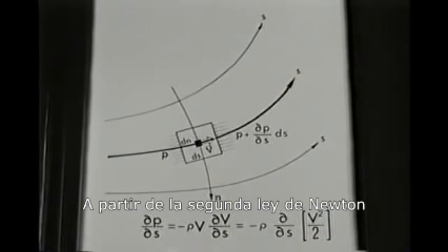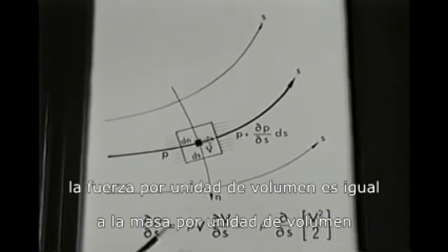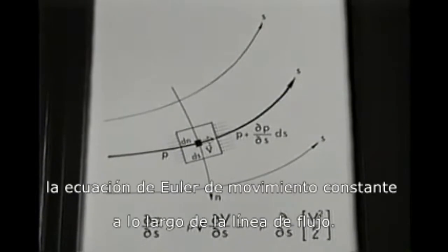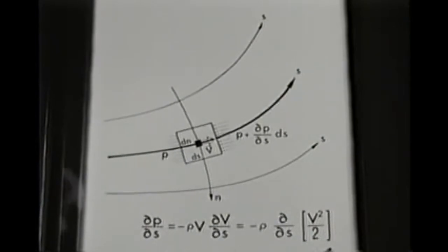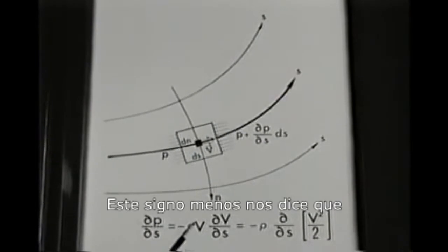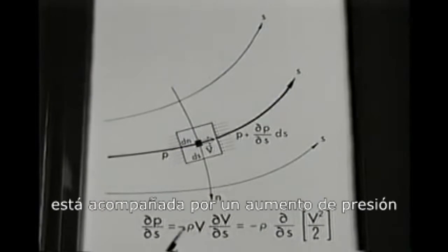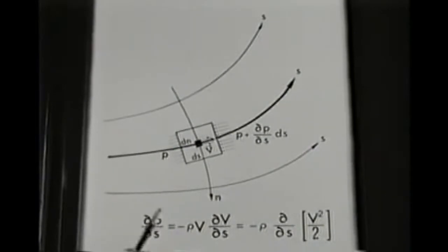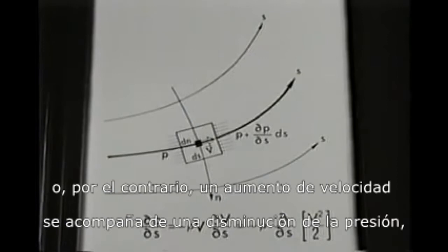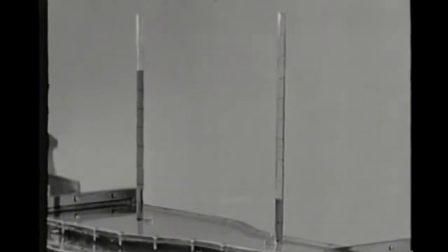From Newton's second law, force per unit volume equals mass per unit volume times acceleration, we get Euler's equation of steady motion along the streamline. This minus sign tells us that a velocity decrease in the streamwise direction is accompanied by a pressure increase, while conversely, a velocity increase is accompanied by a pressure decrease.